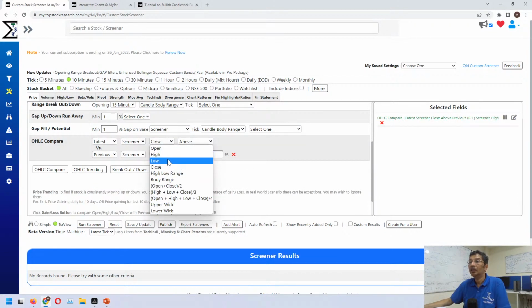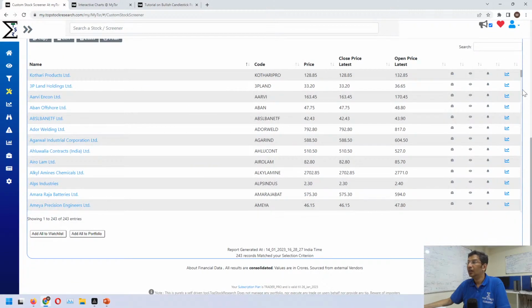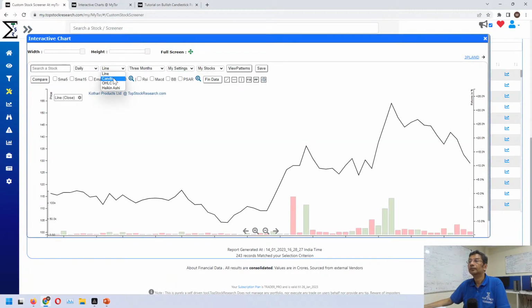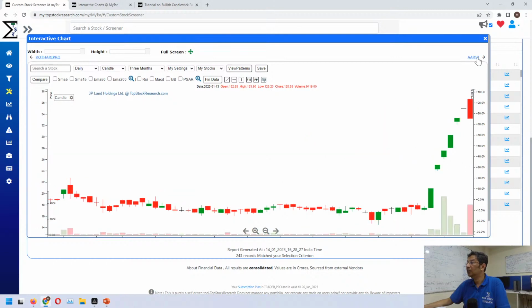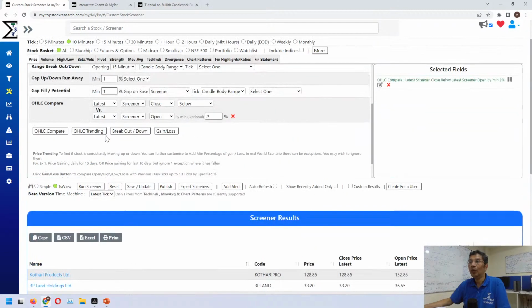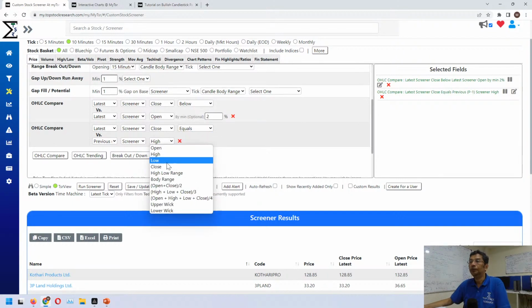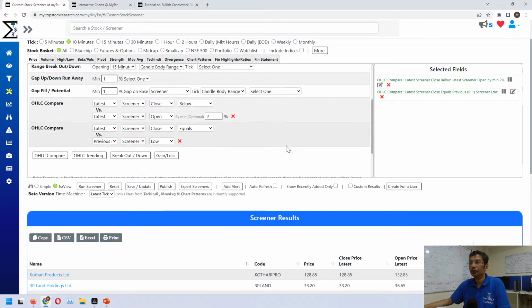Latest day close is below latest day open, by at least, let's say, 2%. 2% is a pretty wide range. We'll see, we get a few stocks, wide range stocks. That being one, the second one is again add, where latest day close is below previous day low. Okay, run.